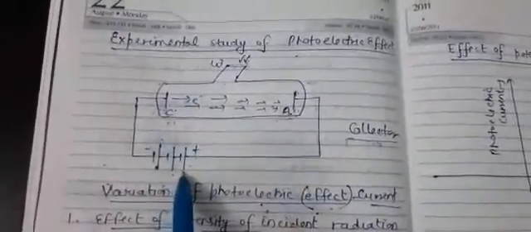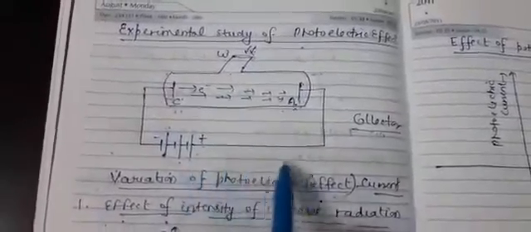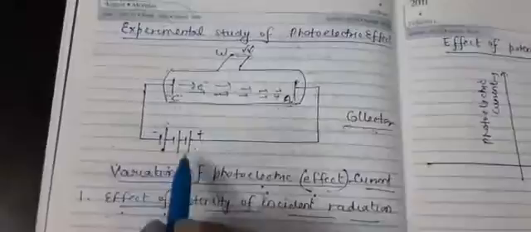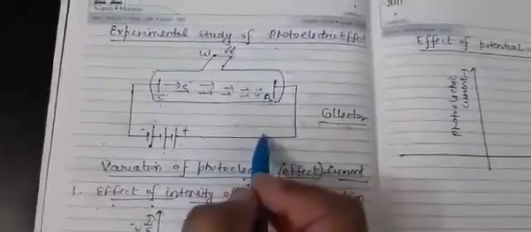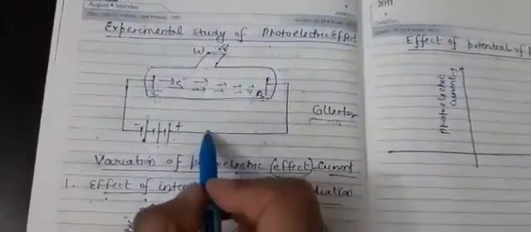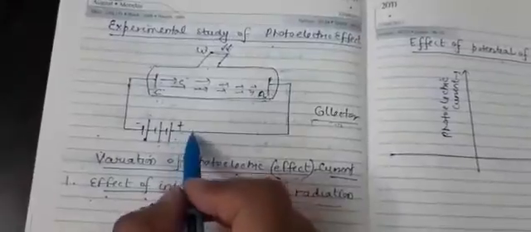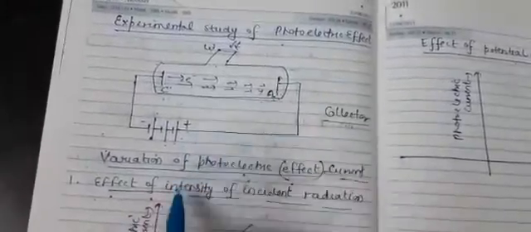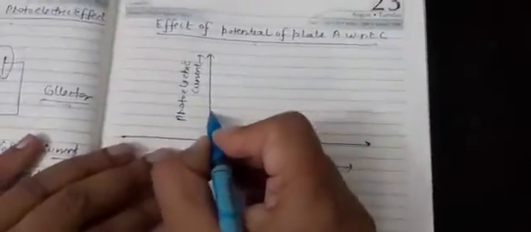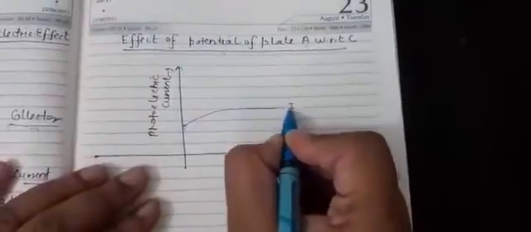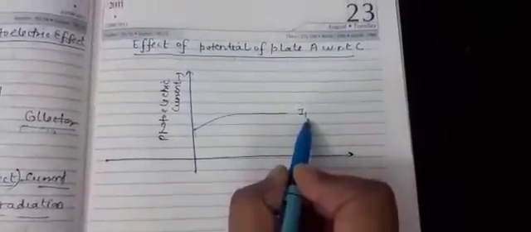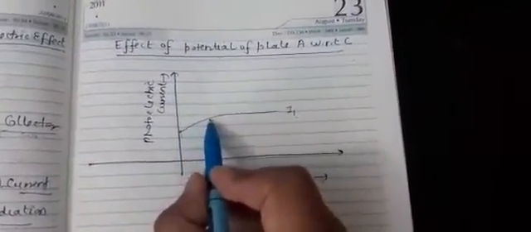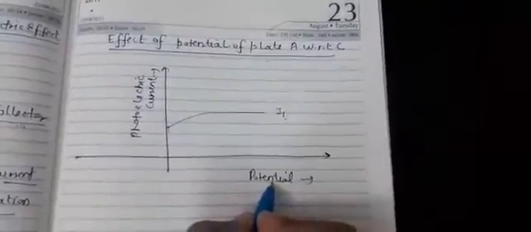Now what we are varying is the positive potential of this anode plate. If we vary this positive potential and note the photoelectric current, the conclusion is that photoelectric current increases with the increase in positive potential of this plate. So for a fixed intensity, you observe that this photoelectric current increases with the increase of this potential.